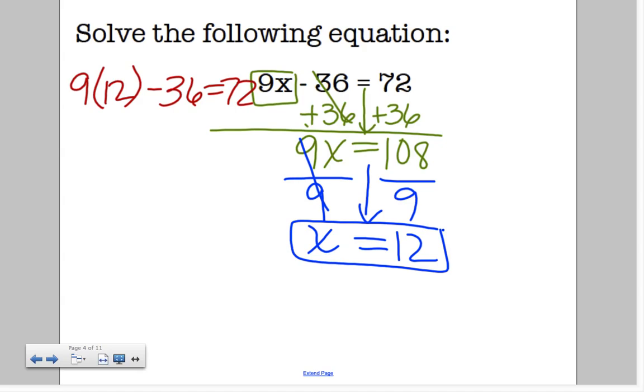Another skill you already have. You've practiced that how many times? All right? So look at that side. We have multiplication and we have subtraction. So what are we going to do first? Think of GEMS. Think of the order of operations.